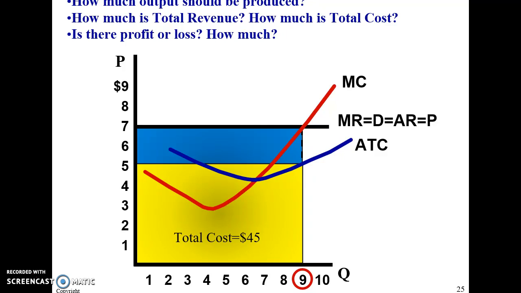So you can see that the blue wedge that is above the total cost yellow rectangle is actually the profit. And that would be $18. And that's how we figure out in each situation what the profit level is and costs and revenues.